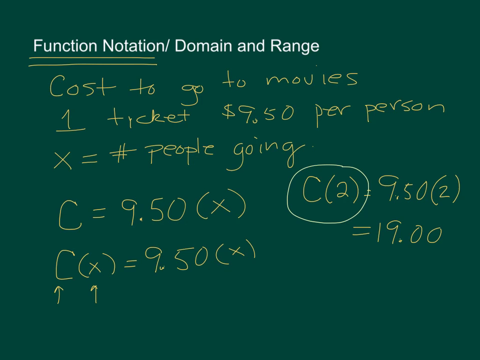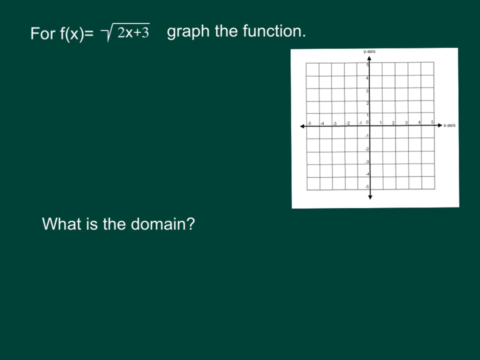Okay. The domain is all the numbers that make sense. In this case, you can't have a negative number of people going to the movies. You could have nobody going, but the domain here would be that x had to be greater than or equal to 0, and the range would actually be y greater than or equal to 0. Because it's either not going to cost us anything or it's going to cost us something positive.